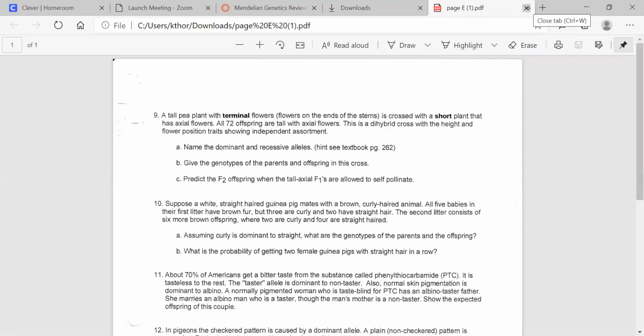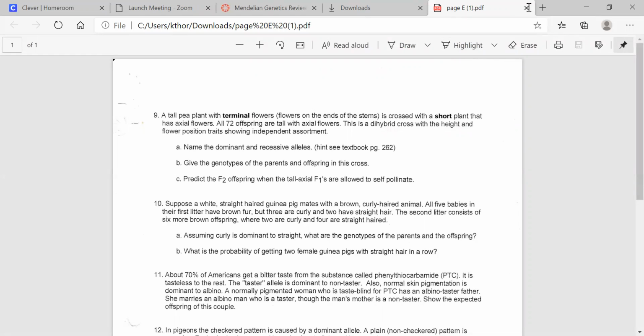All right. A tall pea plant with terminal flowers at the ends of the stems is crossed with a short plant that has axial flowers. All 72 are tall with axial flowers. This is a dihybrid cross with a height and flower position trait showing independent assortment. That means that the traits are not linked to each other. Name the dominant and recessive alleles.